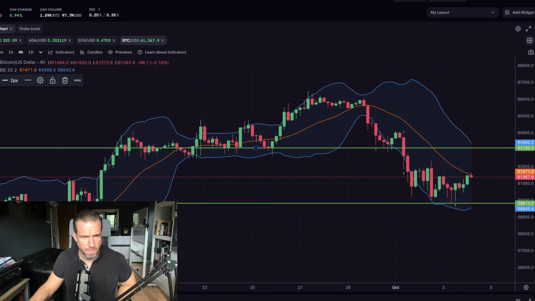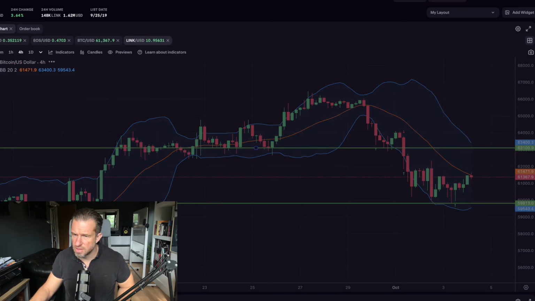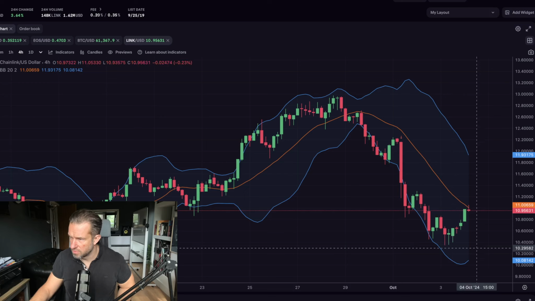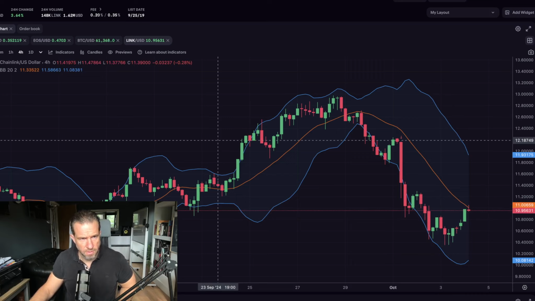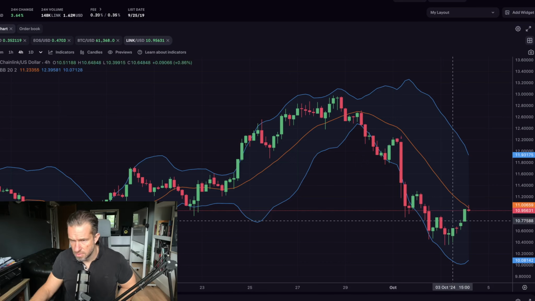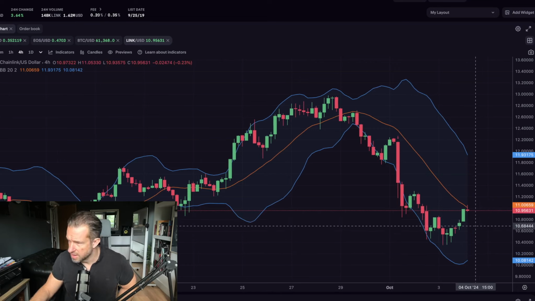Okay, so next on the list is Link, Link USD. Again, you can see most of these cryptos are doing a very similar sort of thing. Normally, Bitcoin goes first, and then everything else follows, but not always. Again, I'm getting a buy signal here on the 4-hour chart.